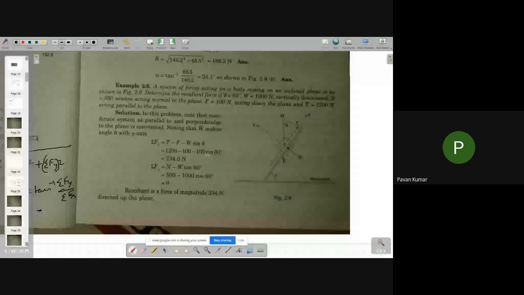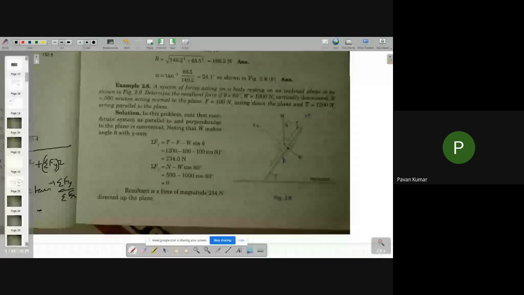So the question is: a system of forces acts on a body resting on an inclined plane, as shown in the figure. Determine the resultant if theta is 60, W is 1000 newton vertically downward, N equal to 500 newton acting normal to the plane, F equal to 100 newton acting down the plane, and T equal to 120 newton acting parallel to the plane.